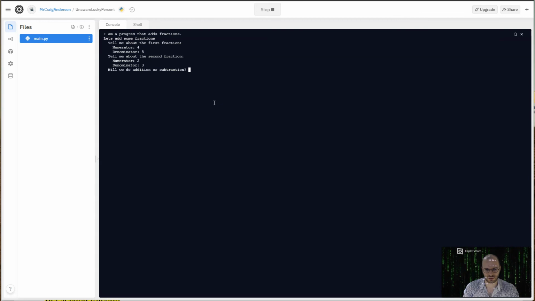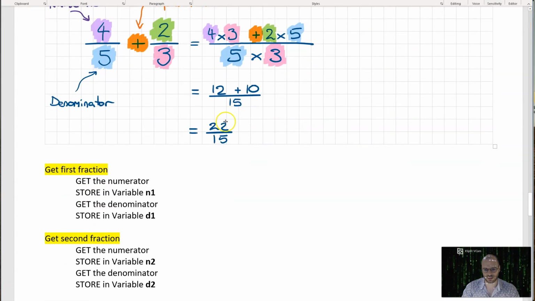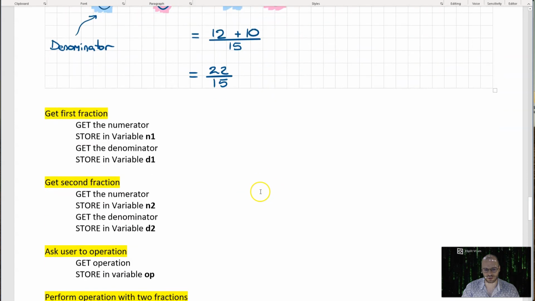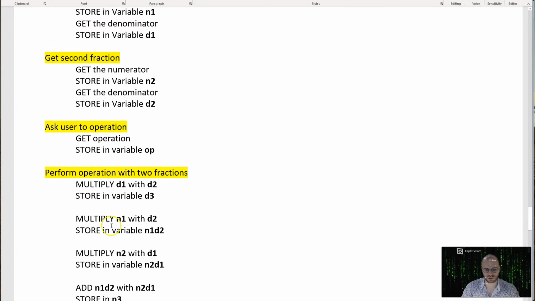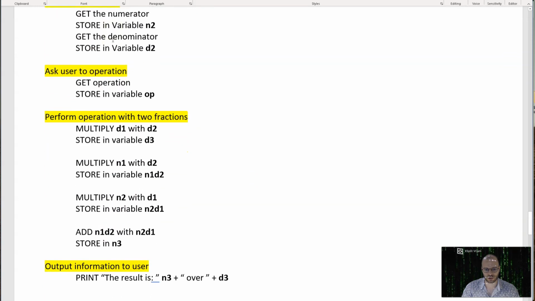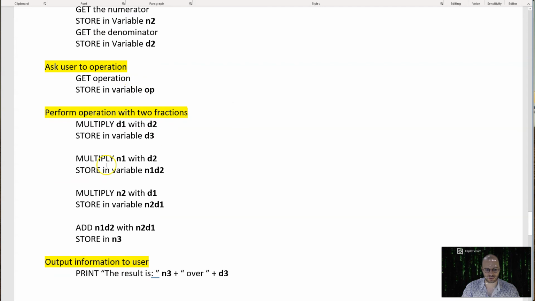And then it's asking, do we want to add or subtract? And we'll go addition, please. And thus, it's going to tell us the result is 22 over 15. When we go back, what we see is the results actually agree with what the program has told us. So what we've got over here is a set of instructions that we can use to build the program that we've just seen running.